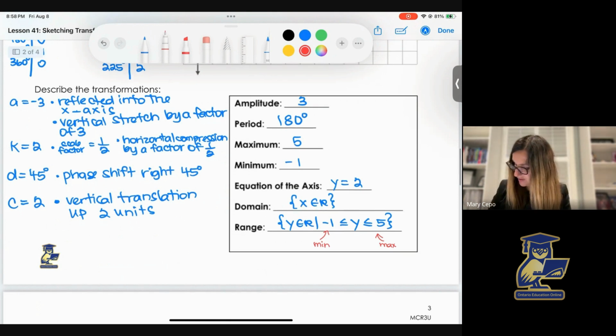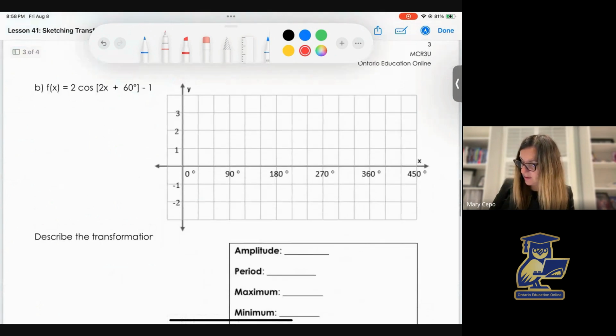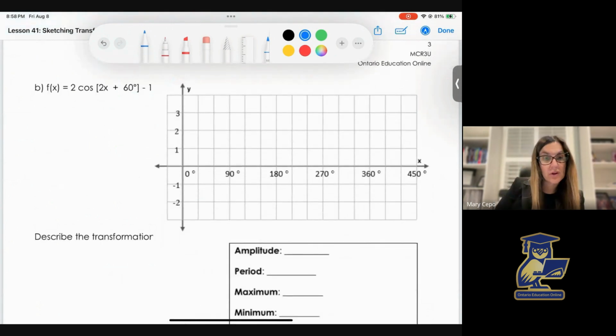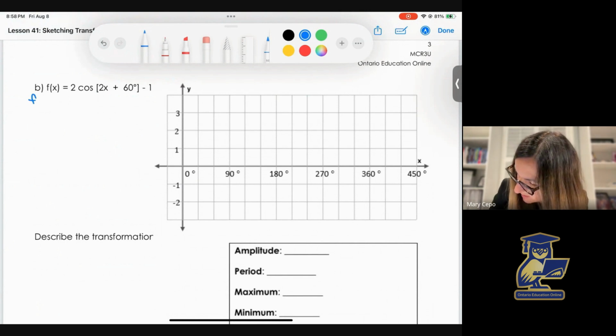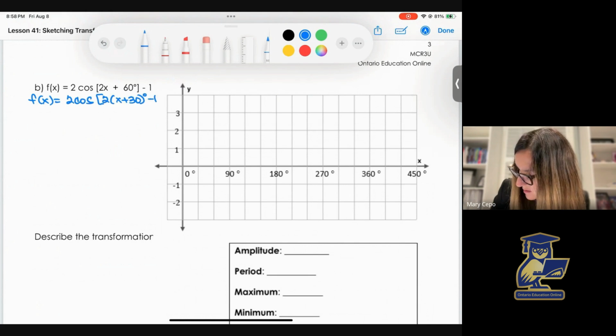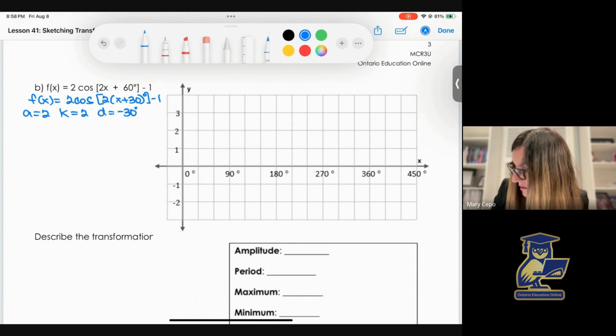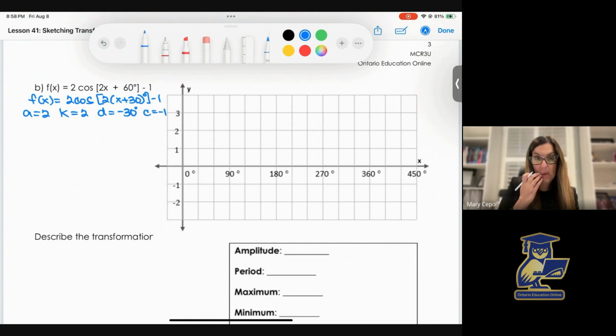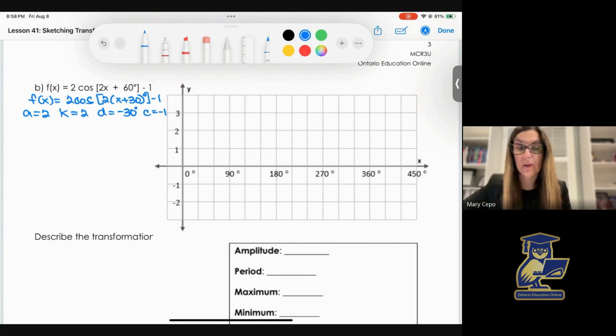Okay, moving on to example B, same idea. Again, always factor out your k value. So let's do that. f of x is equal to 2 cos, factor out the 2 from x, so (x plus 30), minus 1. So A is equal to 2, K is equal to 2, D is equal to -30, and C is equal to -1. Right, so again, now we're looking at the cosine function.